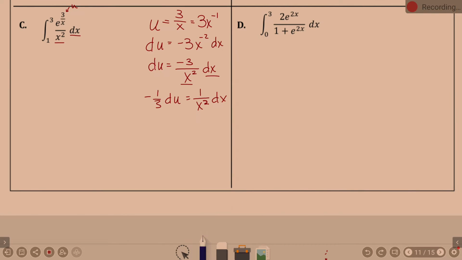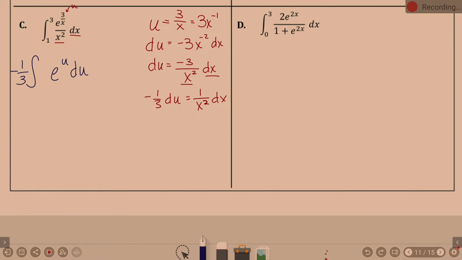And integrate. Oh, I keep forgetting to change my boundaries. Okay, I'll get it in a moment. Negative 1/3 out front takes, let's see, x squared dx is part of my du. So I'm just going to have e to the u du, aren't I? Yeah. Okay.